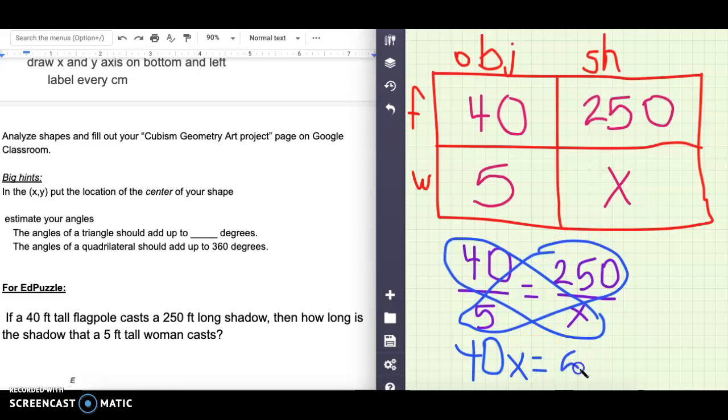On your calculator right now, go ahead and do 5 times 250. And on your paper, write down 40x equals that number and solve for x.